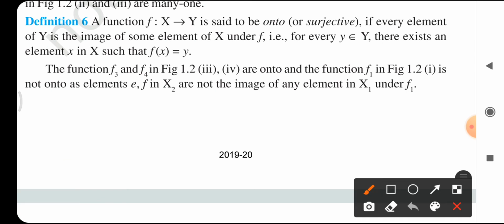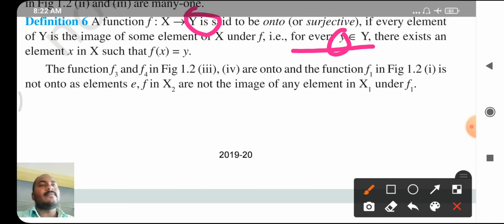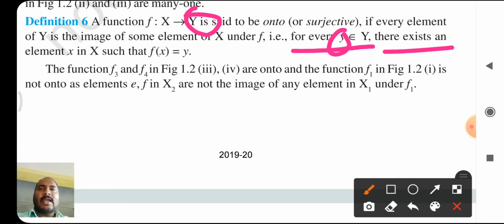That is, for every small y belonging to Y, we consider an element y belonging to the codomain of the given function f, then there exists an element x in X such that f of x is equal to y. This is the definition for an onto, surjective function, surjectivity or surjection.